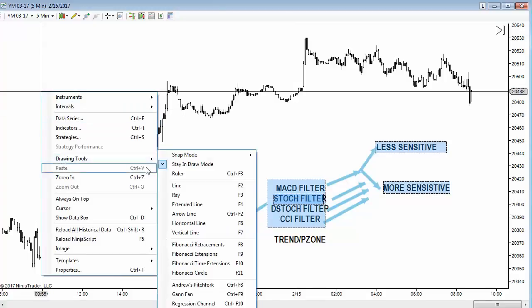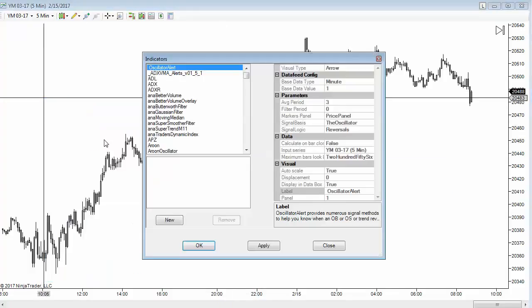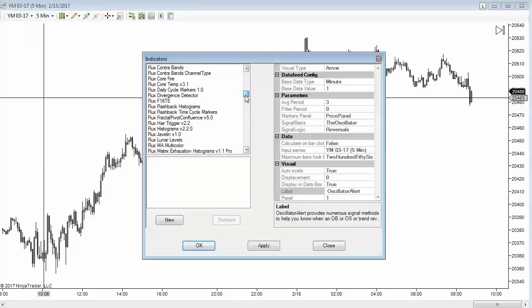So I'm going to clean off my screen. And I'm going to start with the MACD filter. And that comes under, in your Ninjatrader indicators list, the Flux library, FLUX. Keep scrolling until you see Flux time cycle markers.